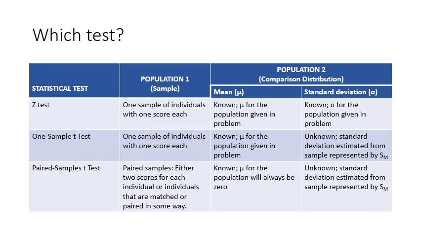Population 2, the comparison distribution. In the z-test, the mean is known, mu for the population is given in the problem, and that same is true for the one sample t-test. In the paired samples t-test, we consider that mu will always be 0 because we assume no difference. There's been no change in this hypothetical comparison distribution. And the standard deviation is known in the z-test, sigma is given in the problem. In the one sample t-test, it's unknown, and the standard deviation is estimated from the sample and represented by this SM. And that same is true in the paired samples t-test.